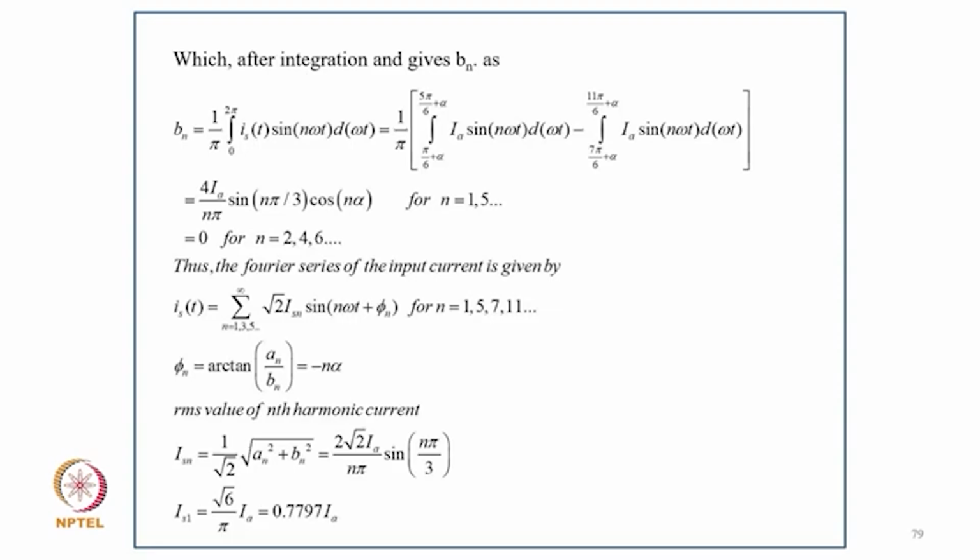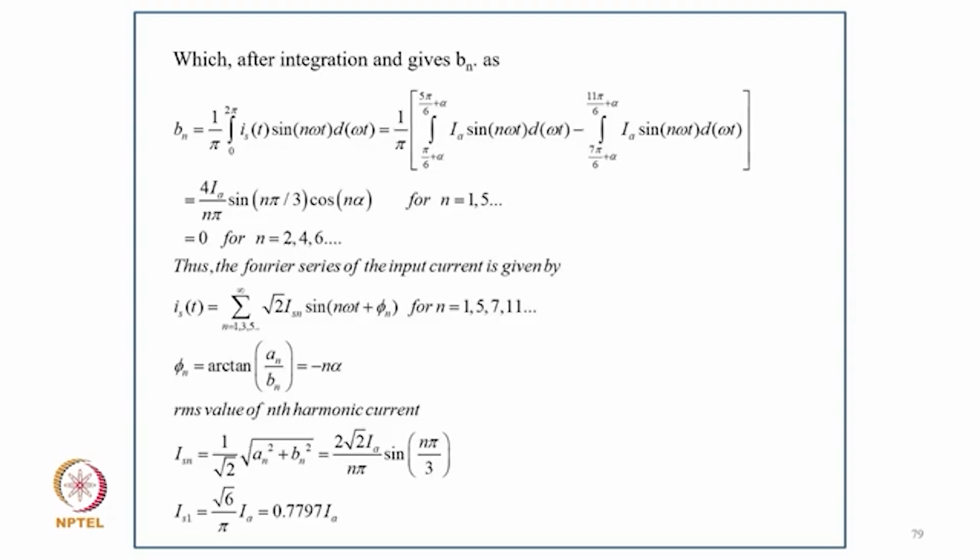So Bn equals 1/π ∫ from 0 to 2π of is sin nωt dωt, and putting in the value it becomes 4I/(nπ) sin(nπ/3) cos nα for n equal to 1, 5, 7, and 0 for n equal to 2, 4, 6, and thus the Fourier series of the input current is Is equals the sum for n equal to 1, 5, 7 to infinity of √2 Isn sin(nωt plus φn).